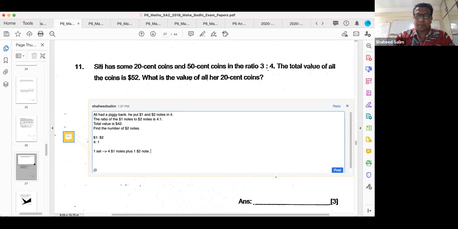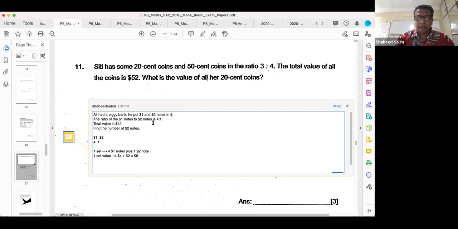Okay, so how much is this? What's the value of one set? 4 $1 notes is $4, right? Plus how much? 1 $2 note is $2 lah. So one set is $6, you know. Do you understand this set value first? Who don't understand, tell me now.